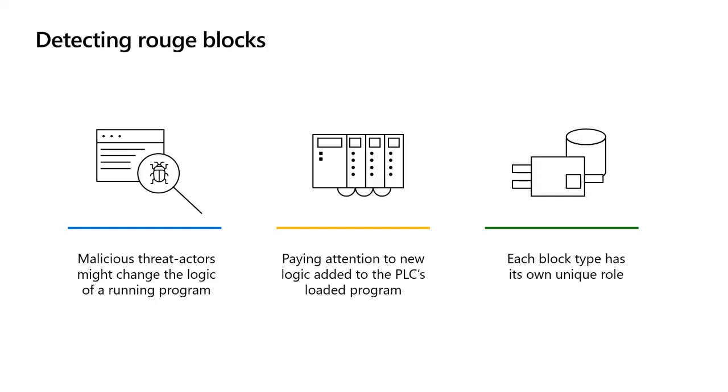So now we're going to discuss an analysis approach that assumes that the attacker has already managed to penetrate the network. And if they did manage to penetrate the network and inject their own malicious logic, the PLC owner needs to know how to pay attention to some newly added unwanted logic. And we also know that each block in the program has its own unique role and features. And we can use this knowledge to know what to look for and where.